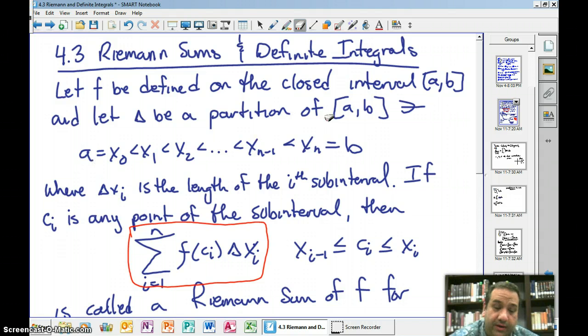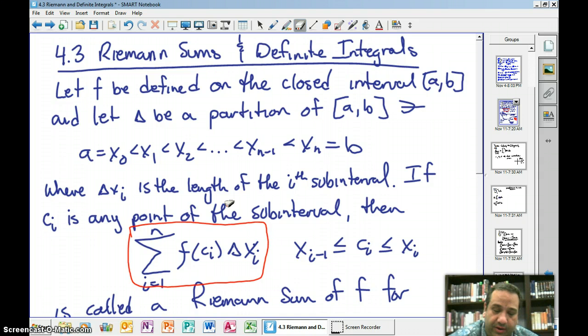All right, let f be defined on a closed interval [a, b], and let delta be a partition of [a, b] such that a = x0 < x1 < x2 and so on. That means it's ordered. Where these delta x of i's are the length of each ith subinterval, basically the length of the rectangles, length being this way on the x-axis.